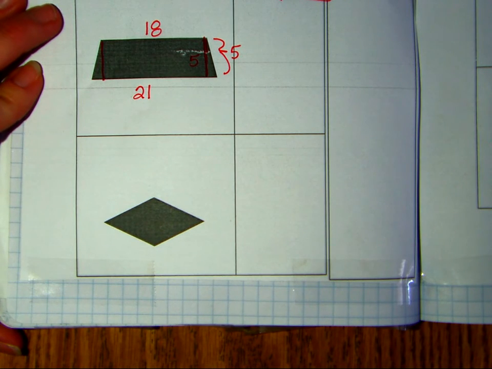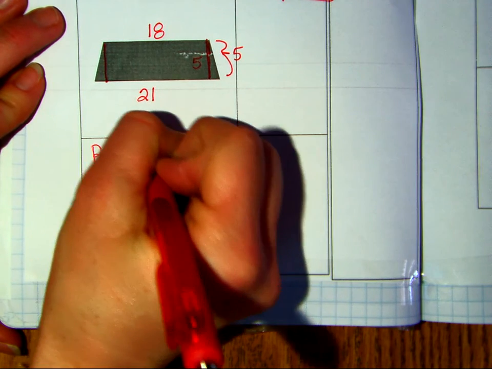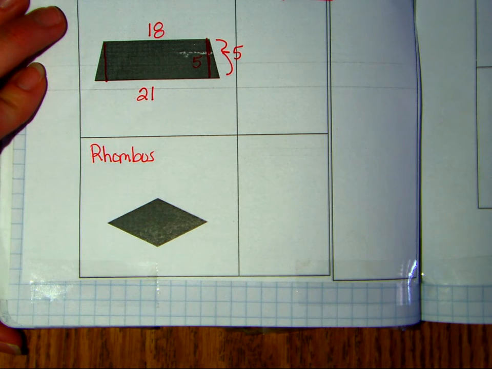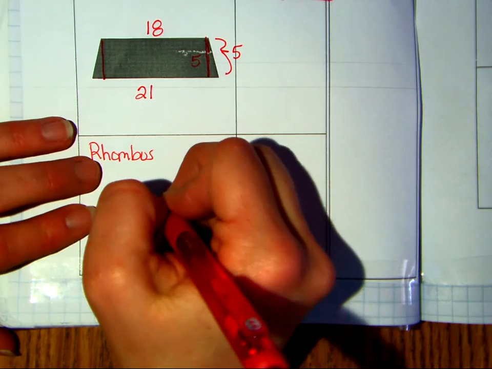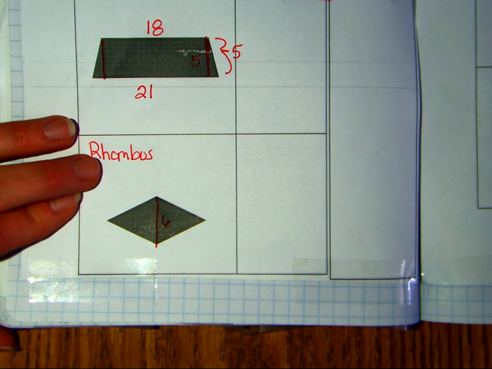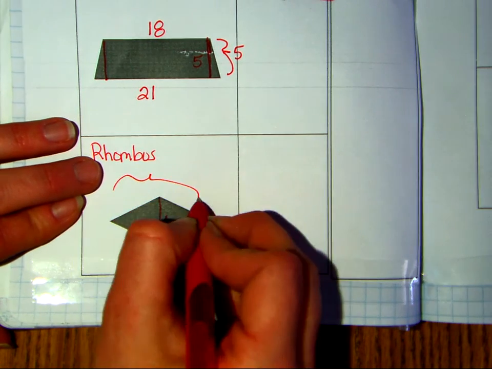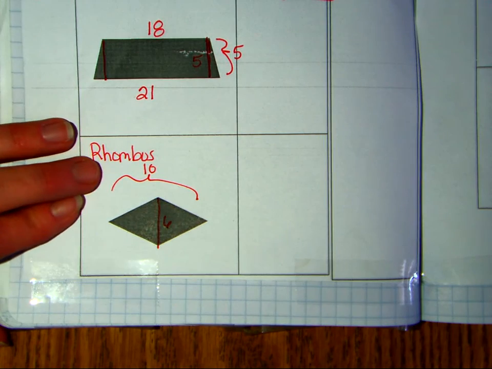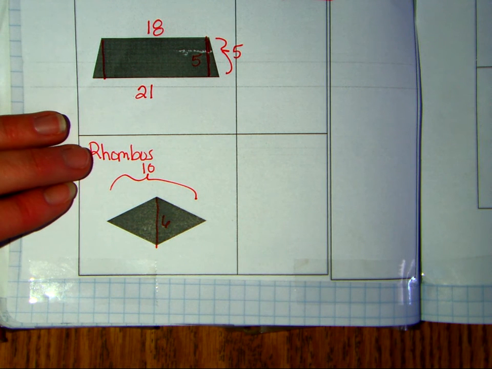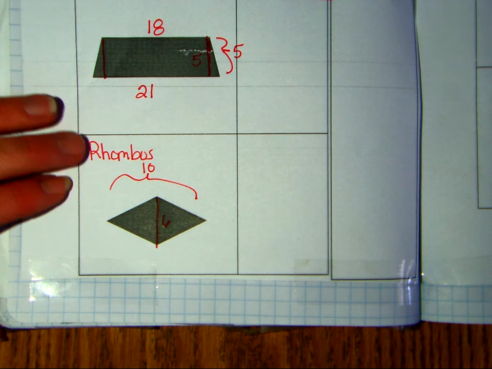Okay, and then the bottom, this shape is called a rhombus. It's like a smushed out diamond. And on this one, we're going to say that it is 6 this way. And this way, across from here to here, we're going to say is 10. So how many triangles do you have on that one? 2. And what is your formula for triangles? Base times height divided by 2.